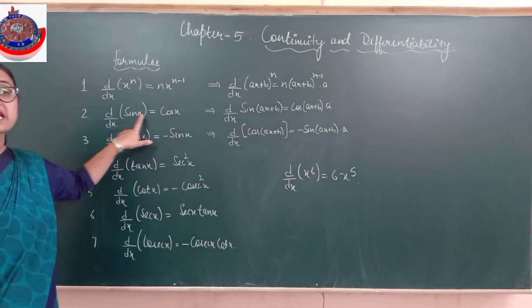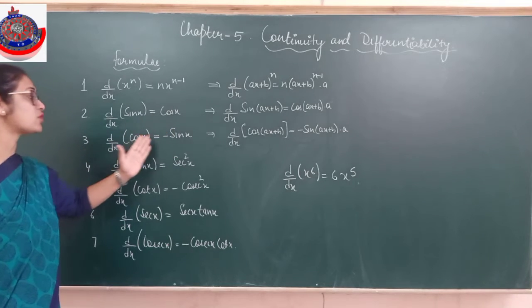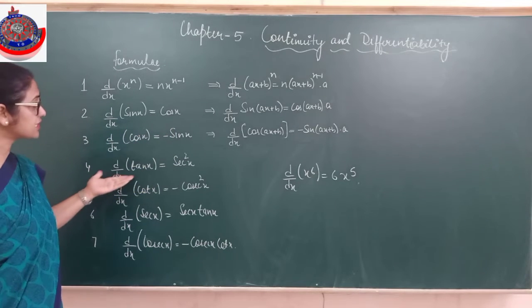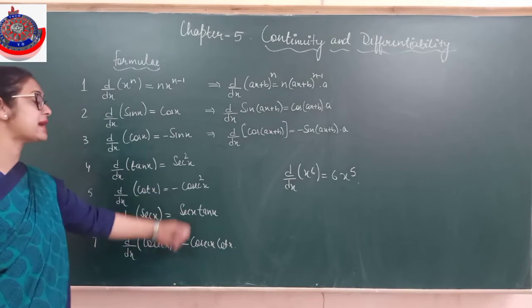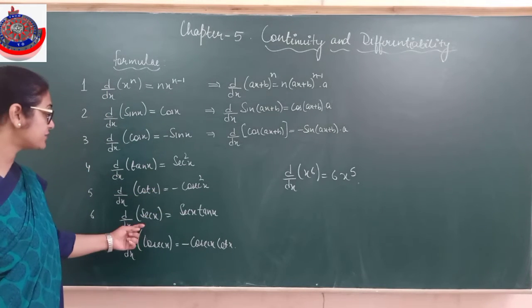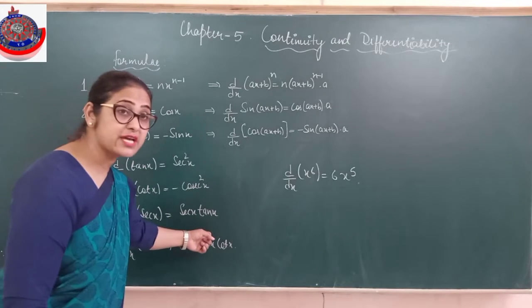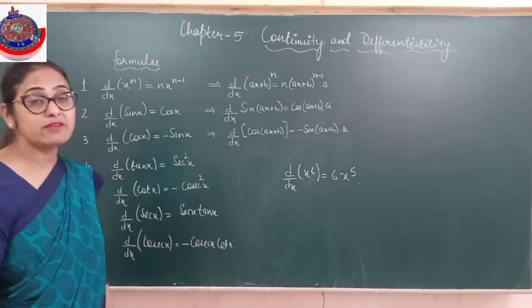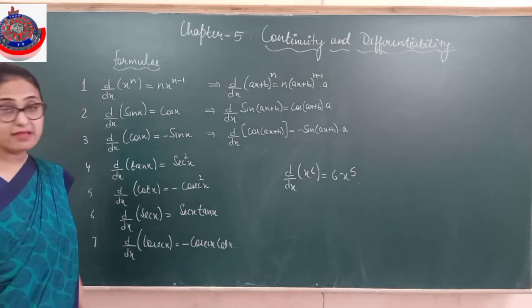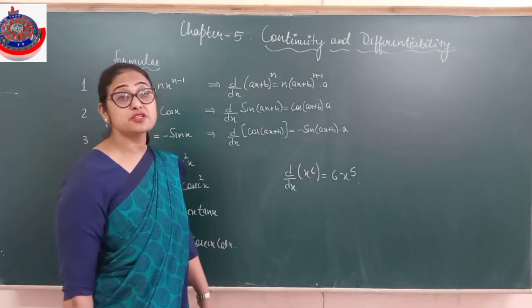Then differentiation of sine x is cos x, differentiation of cos x is minus sine x, differentiation of tan x is secant square x, differentiation of cot x is minus cosecant square x, differentiation of secant x is secant x into tan x, differentiation of cosecant x is minus cosecant x into cot x. All this we have proven in your class 11th, by using first principle.